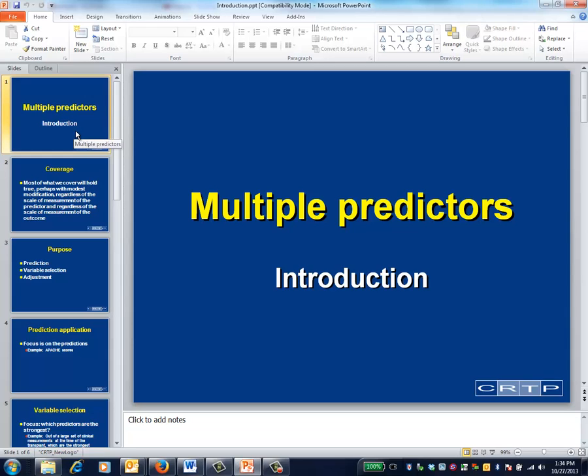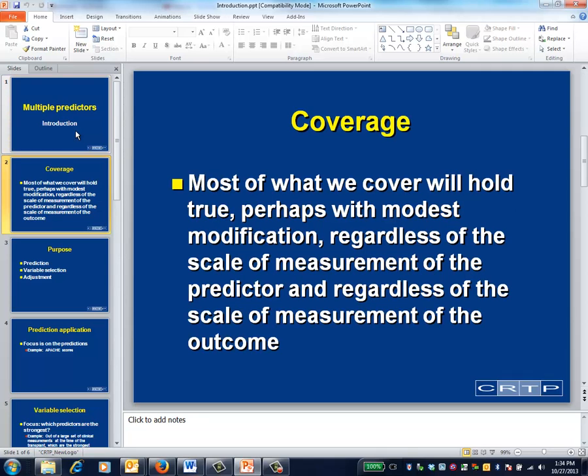This is the multiple regression video, an introduction to the topic. This module will cover the most complicated study design having a continuous outcome, namely the case where there are many predictors. When some of the predictors are continuous and some are categorical, we have an analysis of covariance.